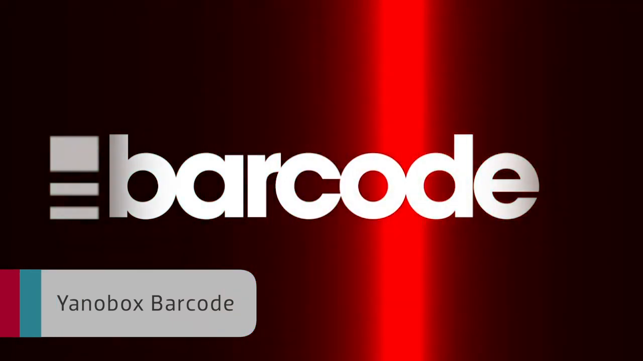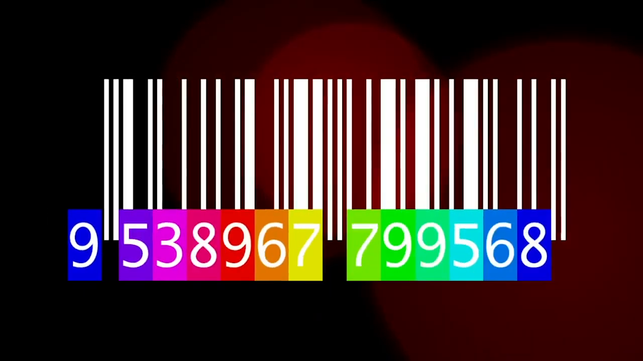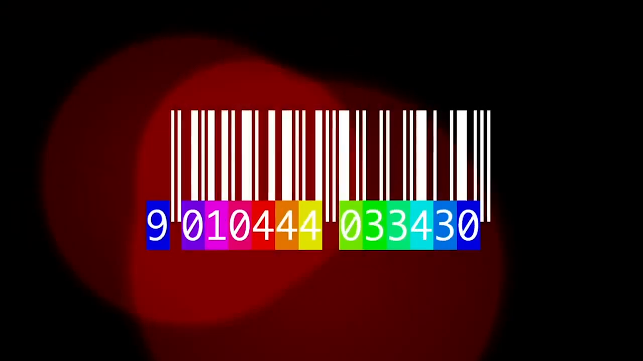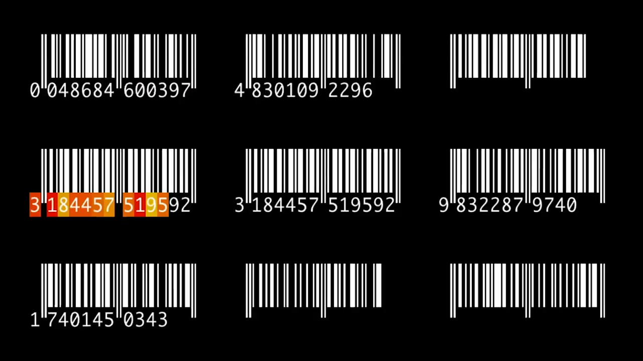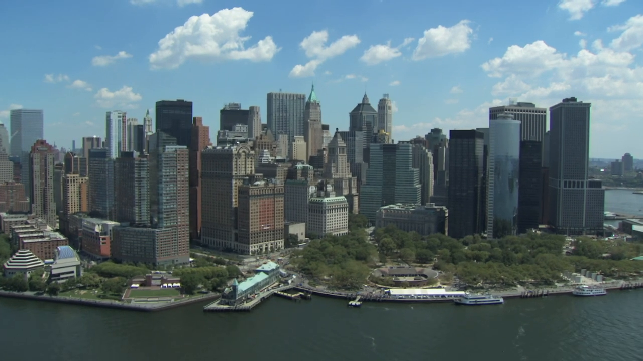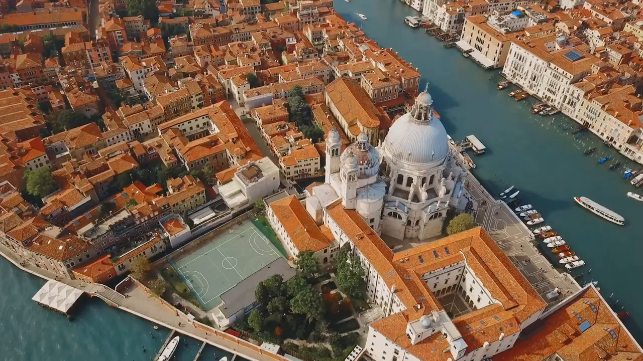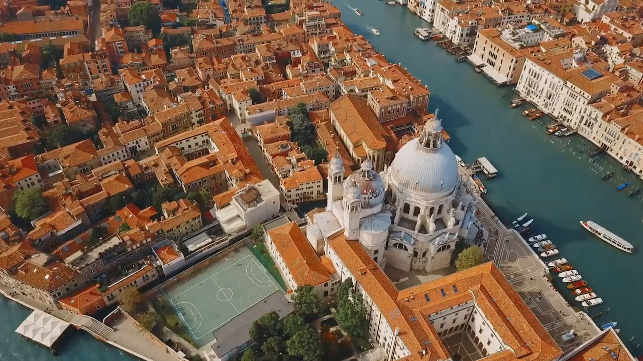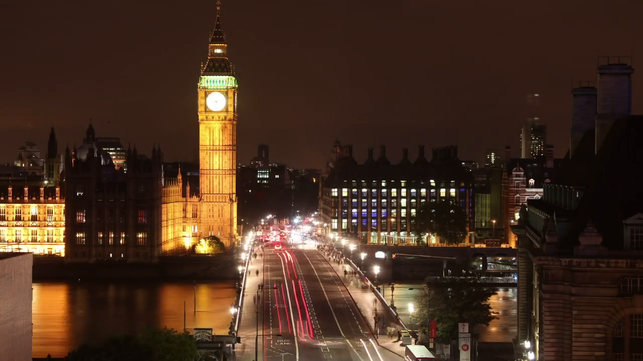Yanobox Barcode is a free generator that simulates the barcodes used on everyday products across the world. It provides some unusual features, like custom color modes and random digits, transforming the classical barcode into an eye-catching motion graphic element. Andy's Swish Transitions is a set of effects that stretch, blur, and dissolve or pan from one clip to the next with some great timing controls. Andy's Swish Transitions are fast, easy to use, customizable, and free.